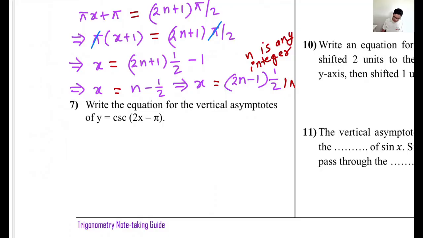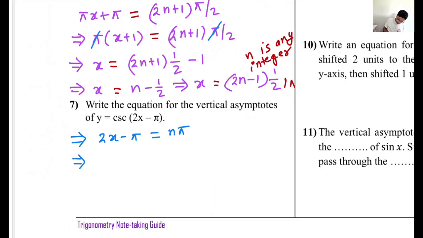Write the equation of the vertical asymptotes. Now, you get to practice. Please do it and check with me. I'll run through this a little faster. Here, 2x minus pi should not be equal to multiples of pi, integer multiples of pi. Sorry, equal to integer multiples of pi.